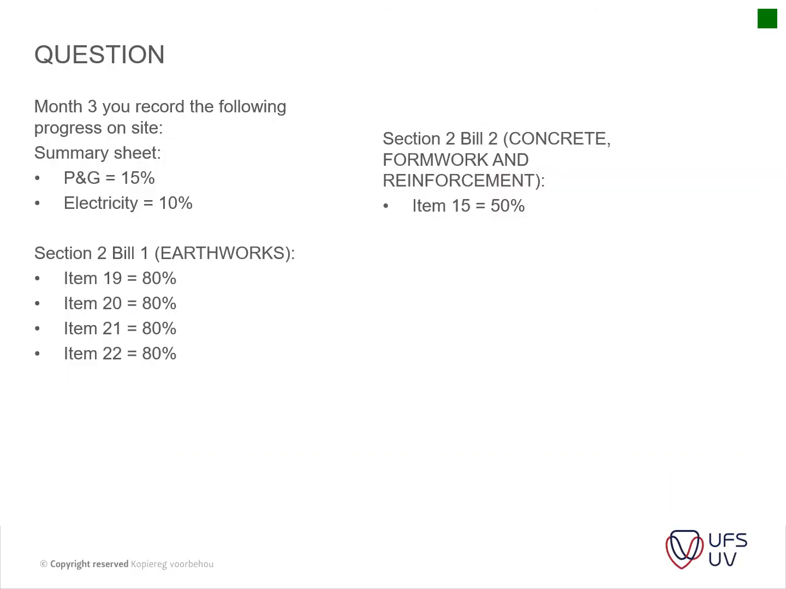So the question asks, in month 3 you record the following progress on site. Your P's and G's went up to 15%. Your electricity, this is a new item that we've added now, is 10% progress on site. And then we're going to have items 19, 20, 21 and 22 of our bill 1, our earthworks. And then on our concrete and formwork, we're going to look at item 15, which progressed up to 50%. So we're going to look at these items in the next recording. So let's get on with it.